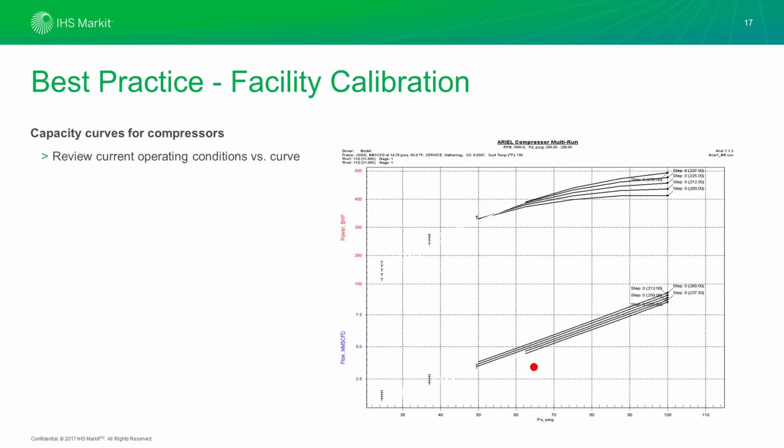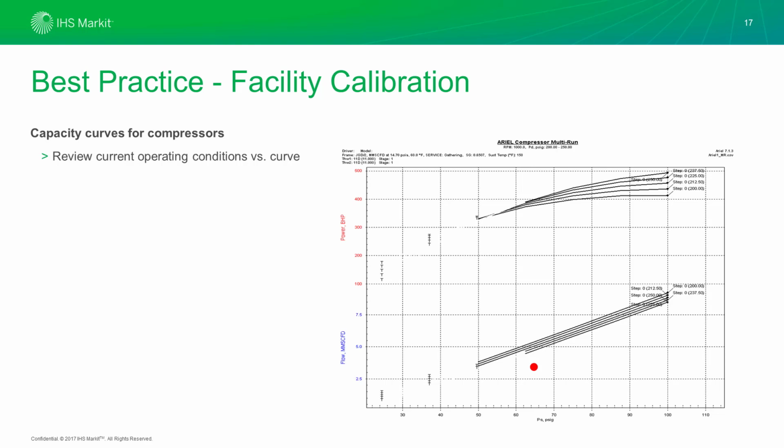So with the compressors, we need to understand the capability of the unit and make sure that the compressor capacity curves that we're actually going to use are going to be representative of the range the compressor can operate. One of the first steps in doing this is to plot our current operating point on the compressor capacity curve.